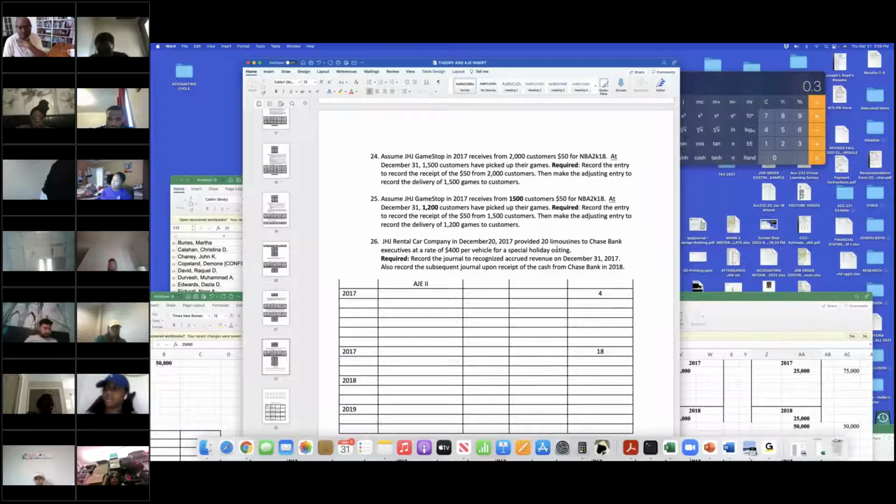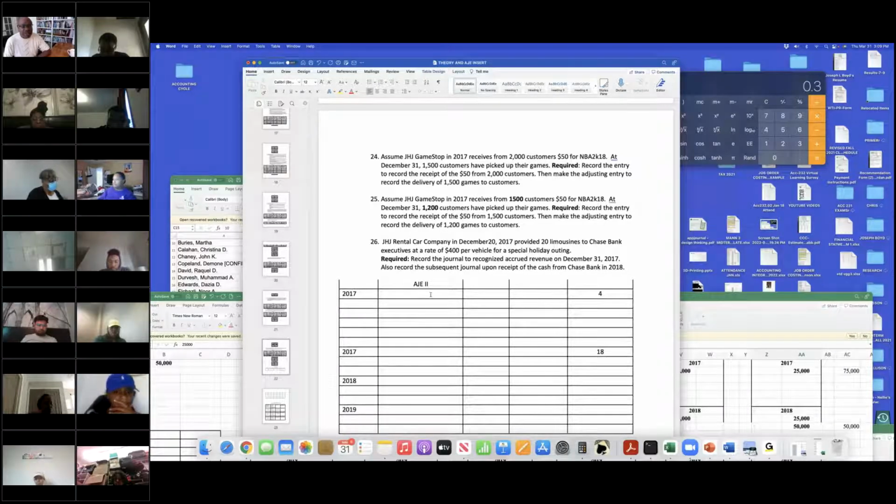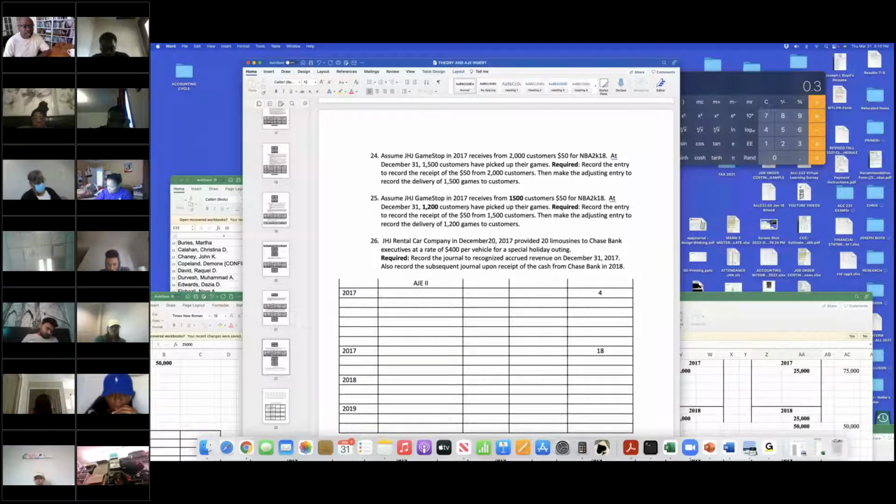When you give them the limousine, what entry might you make? Purchasing an asset, type 7? Or no? You didn't purchase anything. You already got the vehicles bought and you rented them out. So we aren't talking about purchasing anything. Oh, so unearned income? Well, you gave them the vehicle, so it's not unearned. It's unearned when you have the cash in advance, like 24, 25. You don't have the cash. So you're not in AJE 1 or 2 territory. You're in the AJE 3.